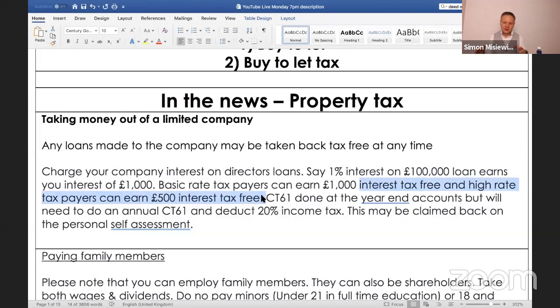And what I would say, the amount of interest that you should charge your own limited company should be between 1% and 8% typically. Now, you might say, well, actually, I'm going to charge 0.1%. And to be honest, that's absolutely fine as well.